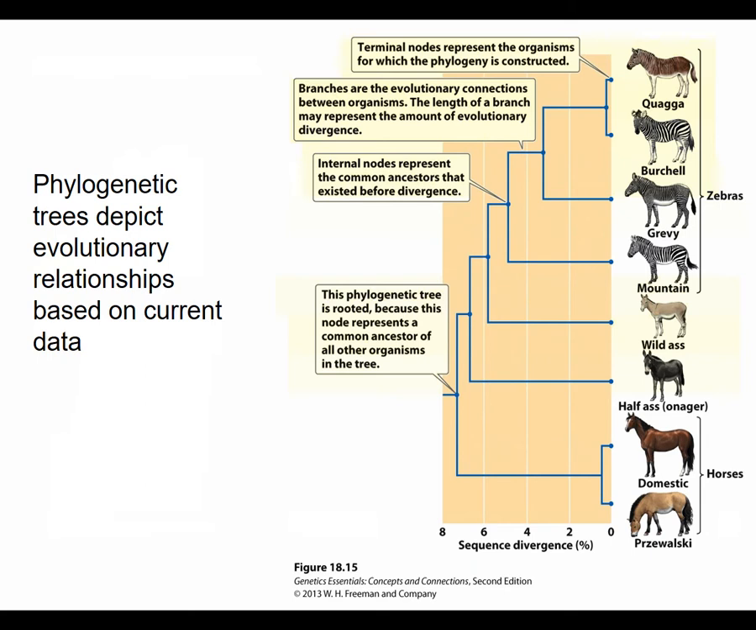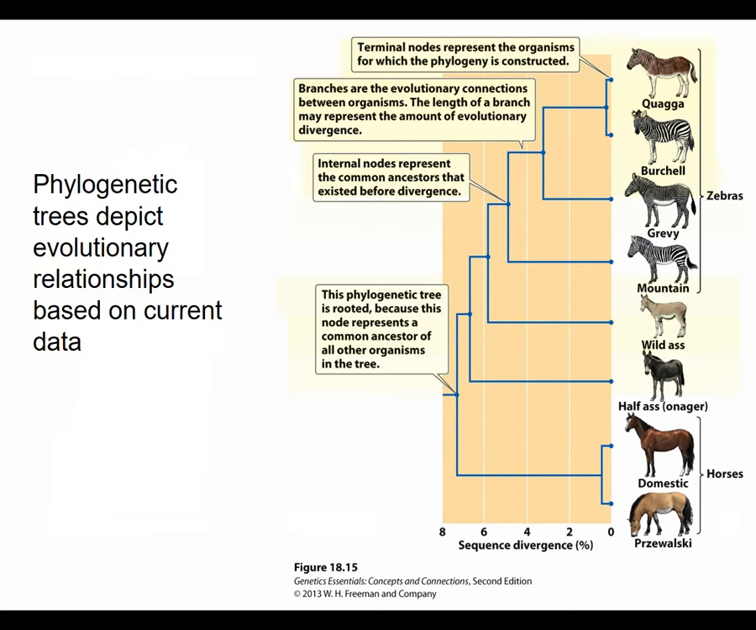Because if you go backwards on the mountain zebra line and trace it all the way back, the place where you first meet up with the line from the horse is right here at the 7% sequence mark. So that would indicate that those two organisms have DNA that is 93% the same, or at least the genes that they sequenced are 93% the same, with 7% difference.